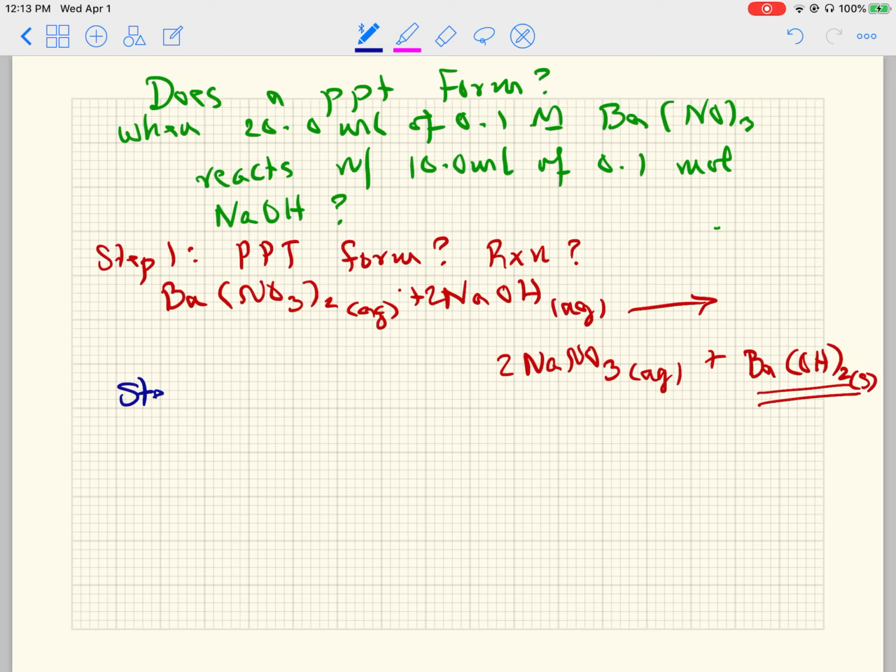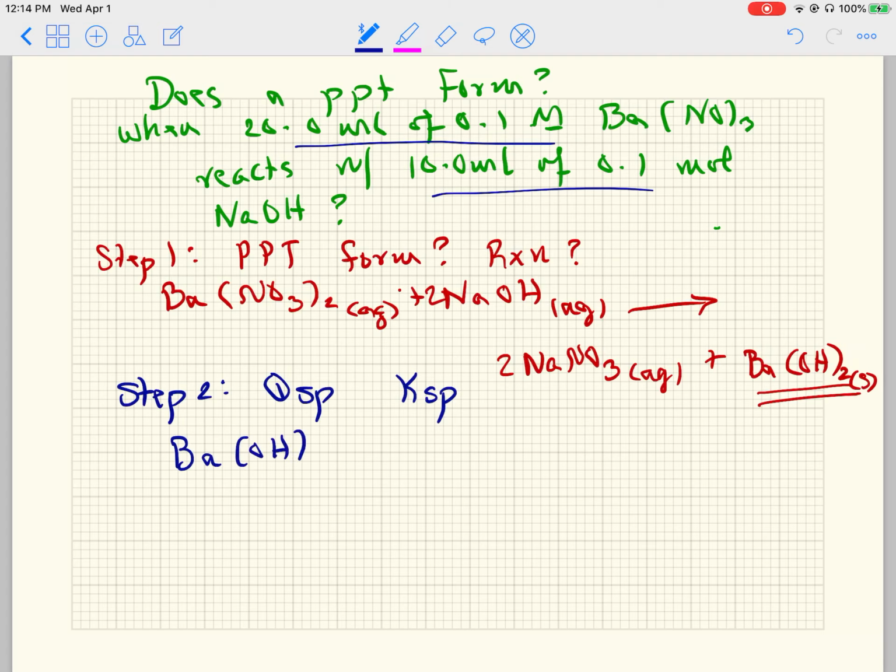The second part about this, so step 2 for this, and we're going to change it to a different color. Step 2 is now we've got to compare Qsp and Ksp, because we don't know if these concentration values are actually at equilibrium. We do know that we have a potential precipitation, and here's our Ksp equation, where we have barium ions and hydroxide ions. And for this particular case, we've got to figure out Q versus K. And you might be going, wait a second, you just reversed the top equation.